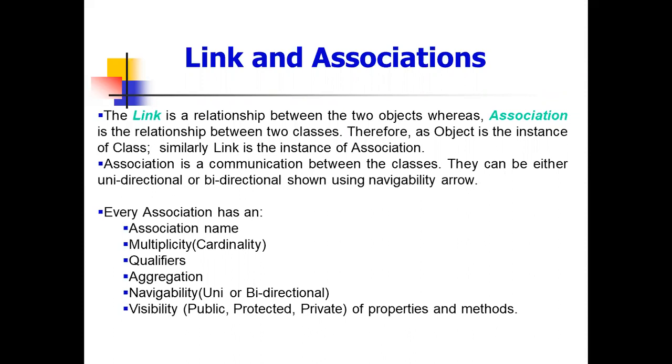Here association is the communication between the classes. They can be either unidirectional or bidirectional. We can show this association using a navigability arrow. Every association has an association name, then multiplicity, or we can say cardinality, then qualifiers, aggregation, navigability, that means unidirectional or bidirectional, then visibility like public, protected, private for properties and methods.